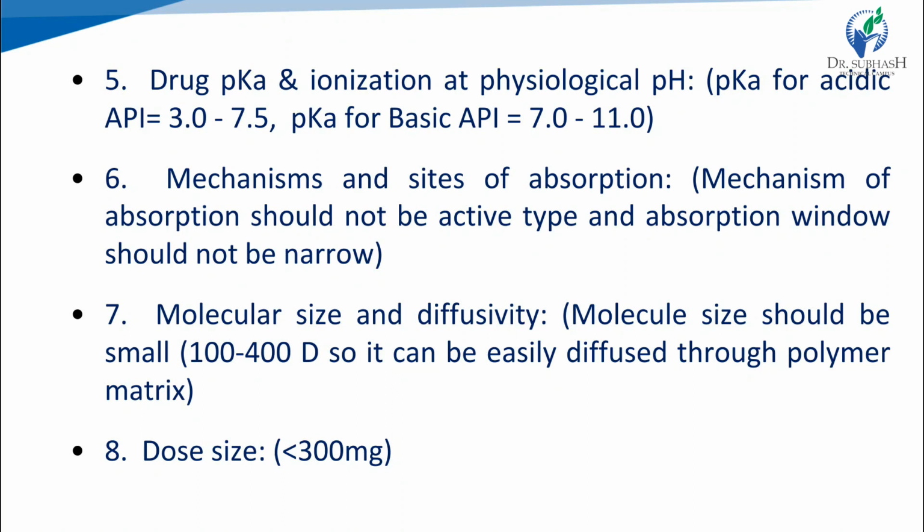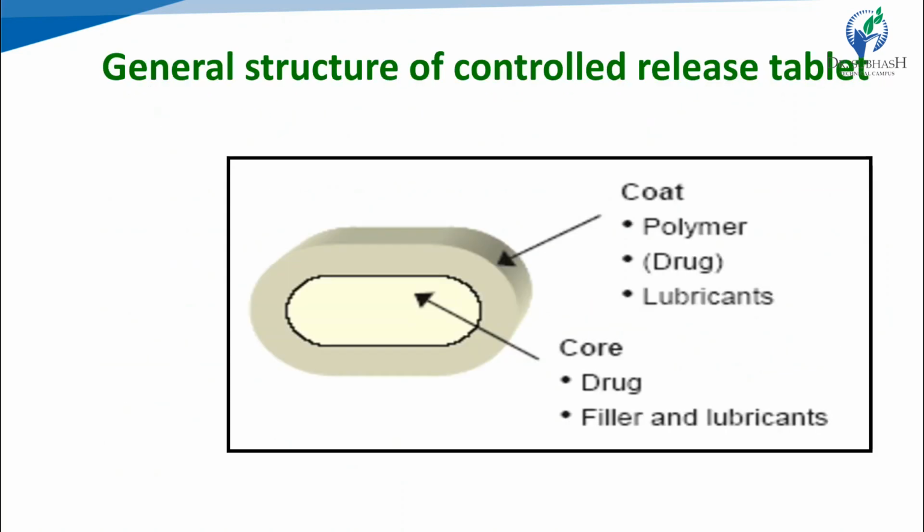Mechanism and site of absorption: drugs absorbed by carrier mediated transport, or those absorbed through a narrow absorption window, are poor candidates. So absorption should not be the active type and the absorption window should not be narrow, which is suitable for sustained control. Molecular size and diffusivity: less than 500 to 600 are easily diffused through the matrix and the cell membrane. A dose size of less than 300 or less than 500 mg is also suitable for sustained control.